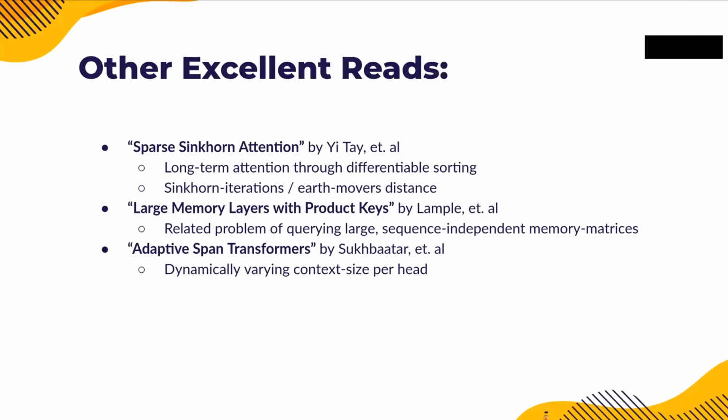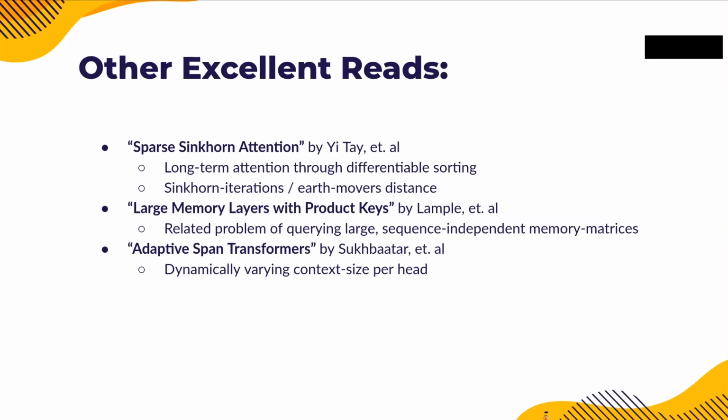And although I didn't really have time to talk about these during the course of this talk, I would also really recommend taking a look at Sparse Sinkhorn Attention by Yi Tay. Sparse Sinkhorn Attention uses the idea of differentiable sorting to approximate dense attention. So if you're familiar with the idea of Sinkhorn iterations or Earth mover distance, they use those concepts for sparsity.